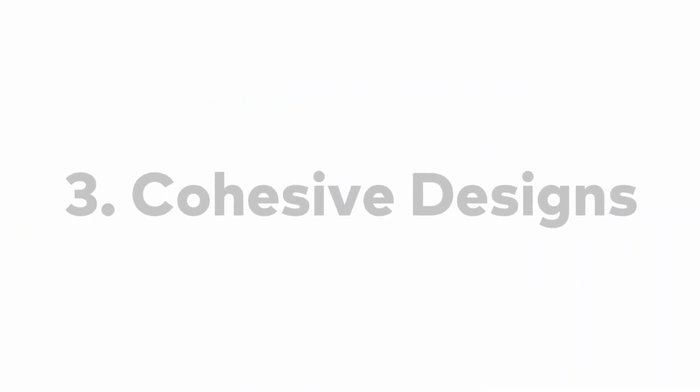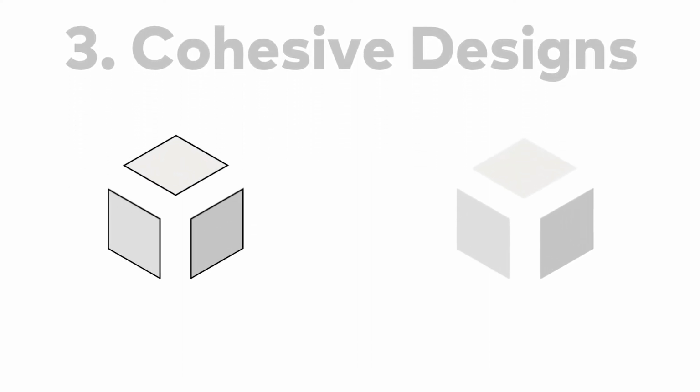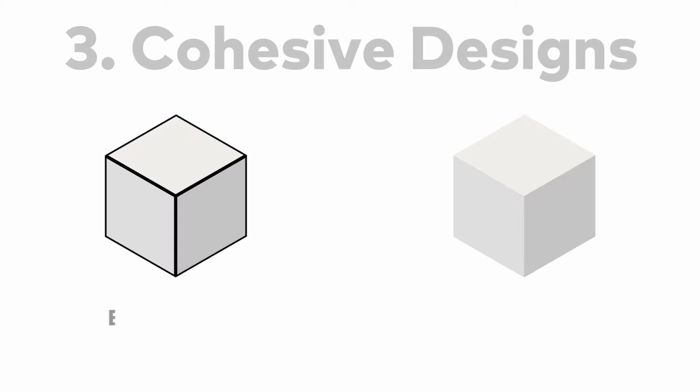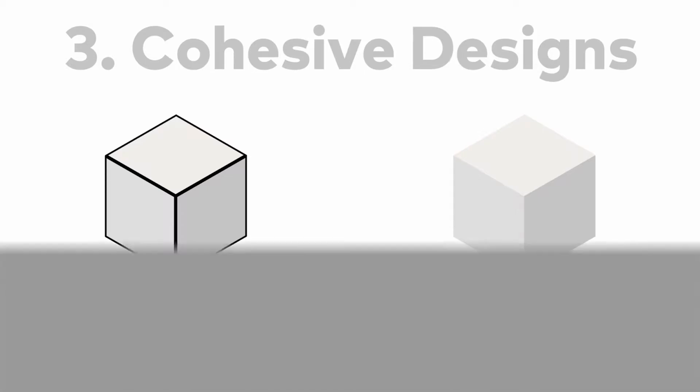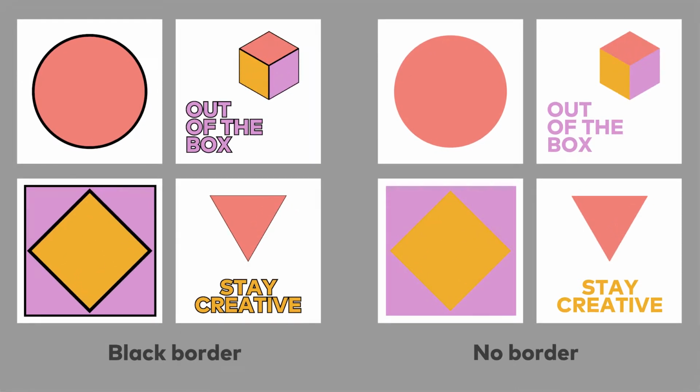The third step is to have a general cohesiveness to your design approach. For example, if you have graphics or shapes and you have the option of using a black border or no border, whichever you decide to go with should be consistent with every post. Now that we have those guidelines out of the way, let's start designing.